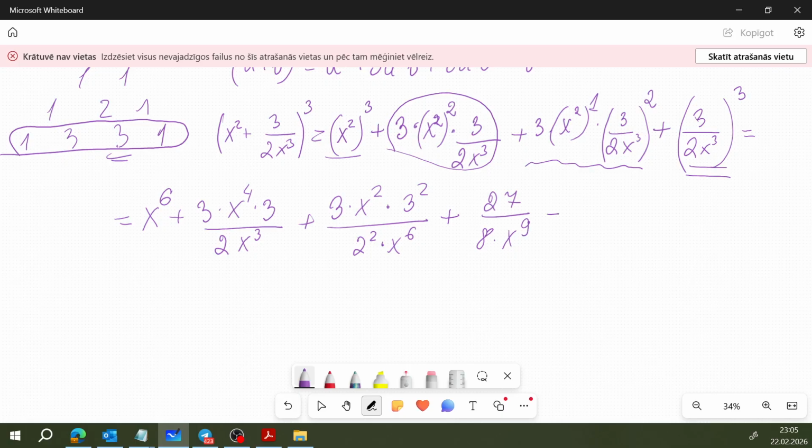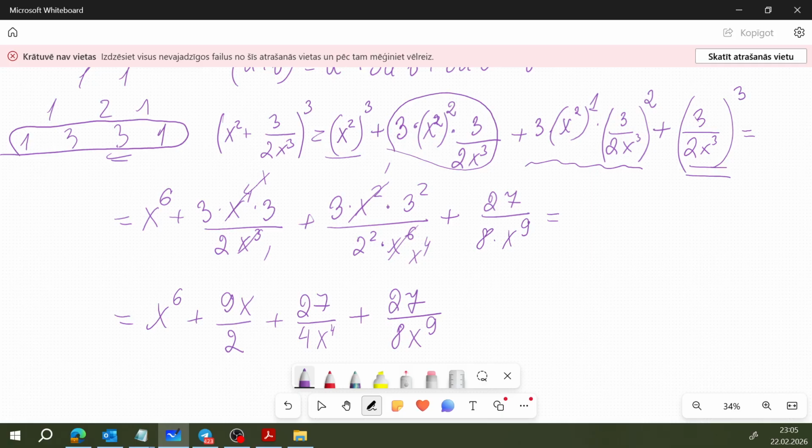And now we can make it much simpler. So here we have x to the power of 6, and here we have plus 9x over 2, because here you can cancel just by x. And here is going to be plus 3 times 3 times 3 is 27, and over here you will have 4. And here you can cancel x squared, and you will have x to the power of 4. So here you will have 27 over 4 times x to the power of 4. And then here plus 27 divided by 8 times x to the power of 9. So this is what you can do, and this will be the result. Hope it's understandable.